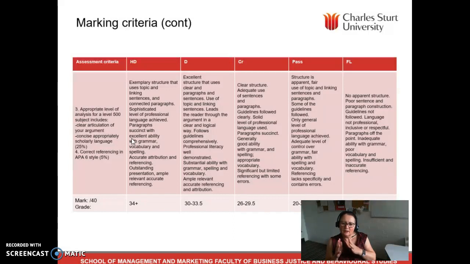For a distinction, very similarly, it's not as accurate sometimes. There might be some inaccuracies there. And then to get a credit or above, you really need to write really well, have solid professional language with some limited errors. Okay? With a pass, you've got a fairly good structure for your essay, but you've only used a general level of professional language and you do have some errors. Okay, and you do have some typos, etc. For a fail, you haven't attempted, you have no apparent structure, or you have poor sentence and paragraph construction.